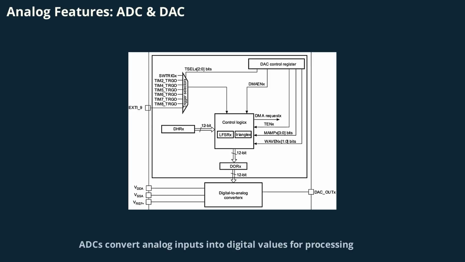ADCs convert analog inputs into digital values for processing, while DACs generate analog outputs from digital data. Key parameters include resolution, sampling rate, reference voltage, and conversion modes. Proper configuration ensures accurate measurements and reliable system performance.